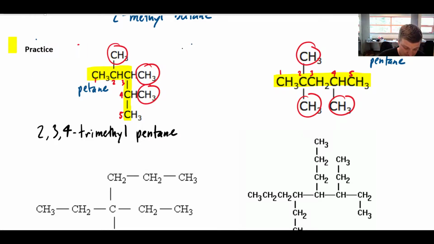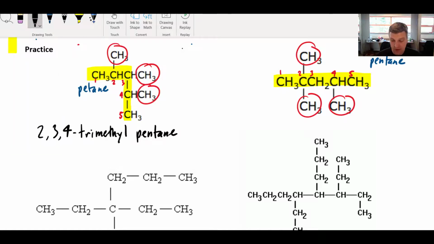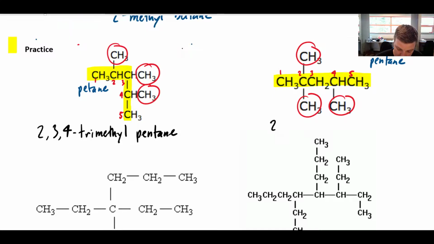So again, this is going to follow the pattern of I've got 3 methyl groups, so I need to tell you the location. That is 2,2,4. And again, it's a trimethyl, and the parent chain is a pentane.